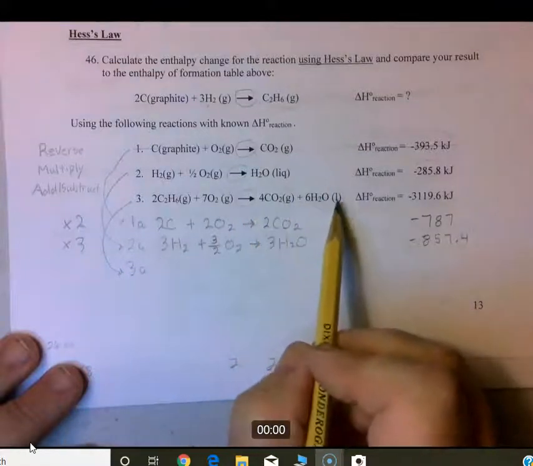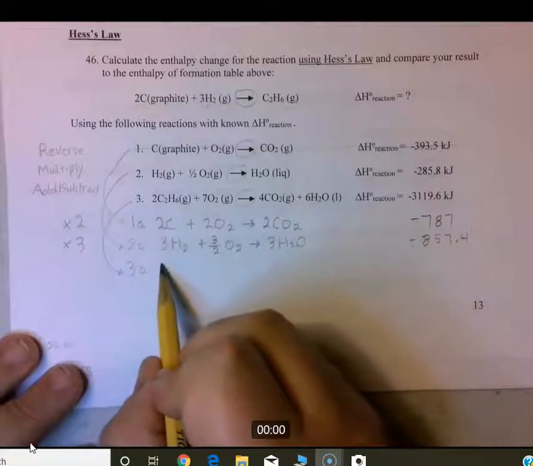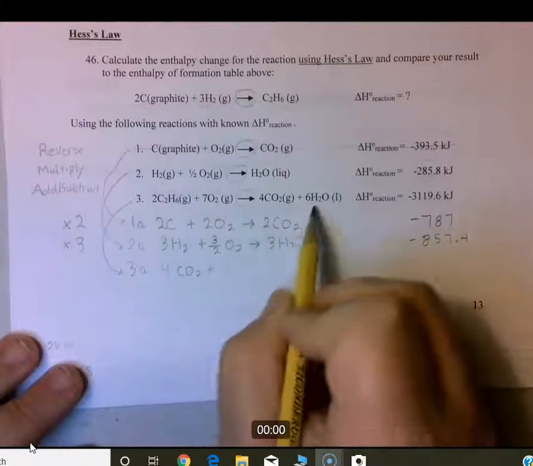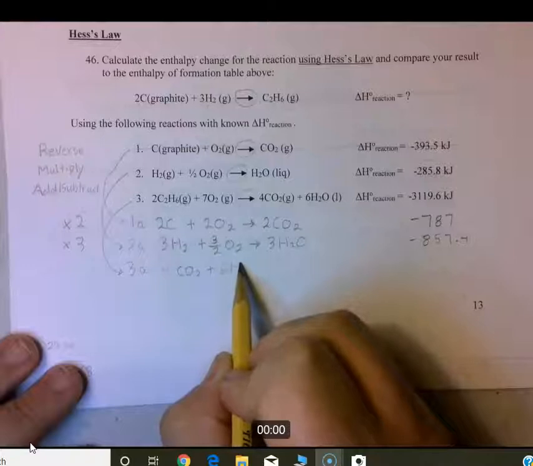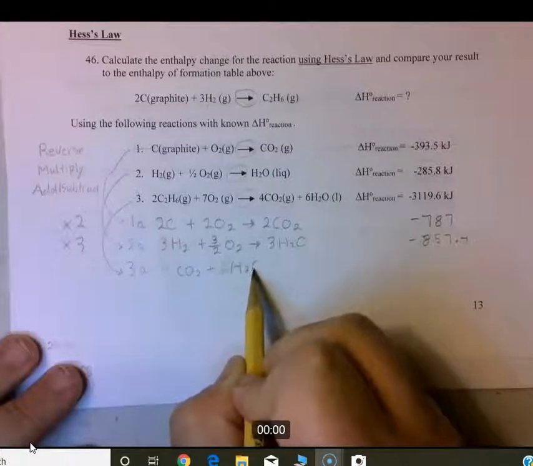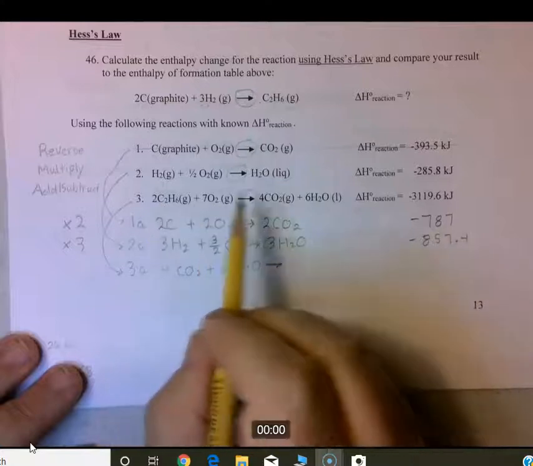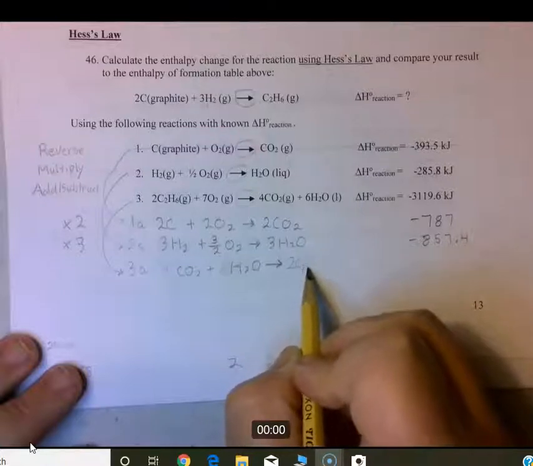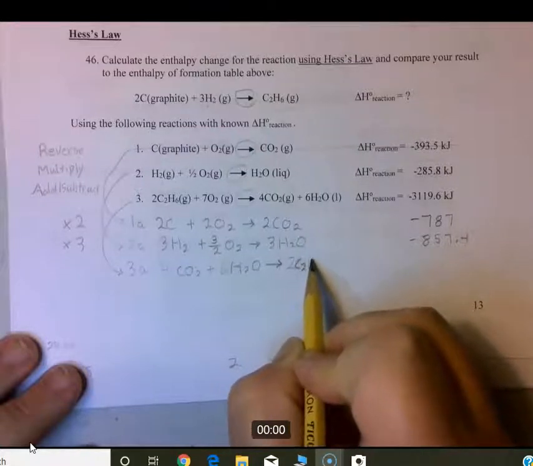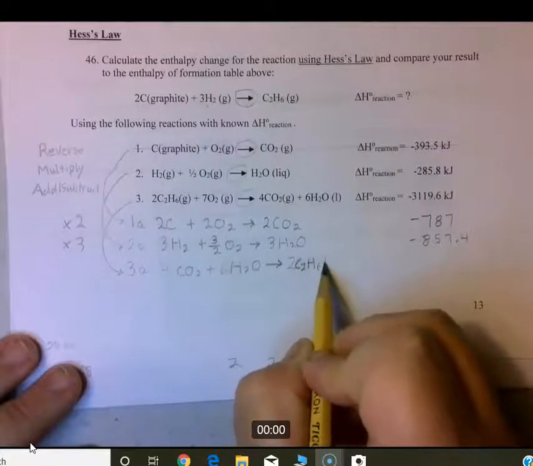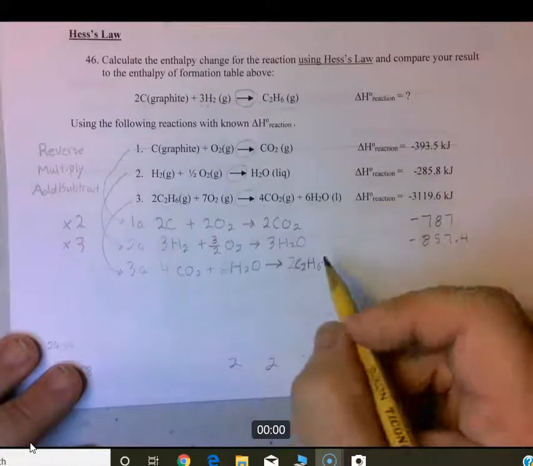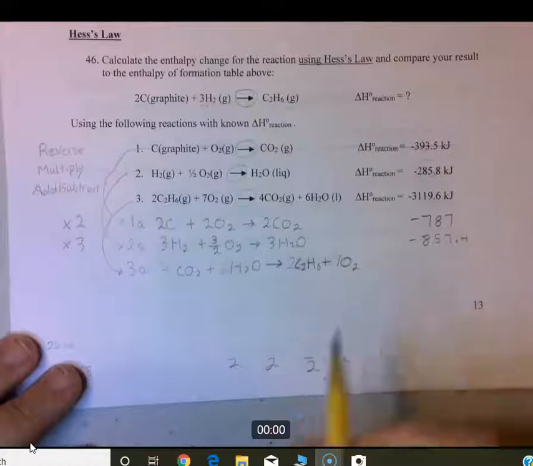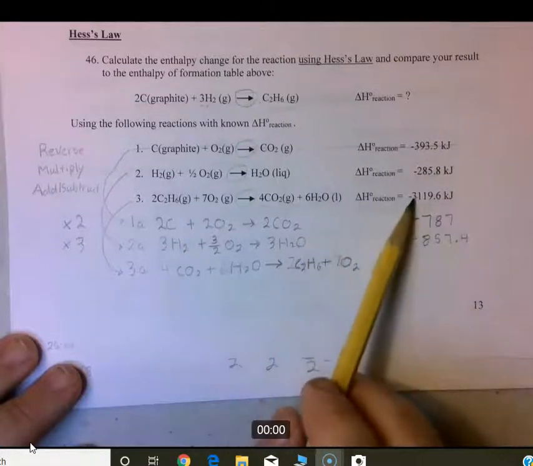So all of these have to come over to this side. So I'm going to write the coefficients very lightly. It's 4 CO2 plus 6 H2O. And then the arrow, now the reactants go over to the product side, and that's going to be 2 C2H6 and it's going to be 7 O2. Okay, so we reverse the reaction. That means we're going to change the sign on this.